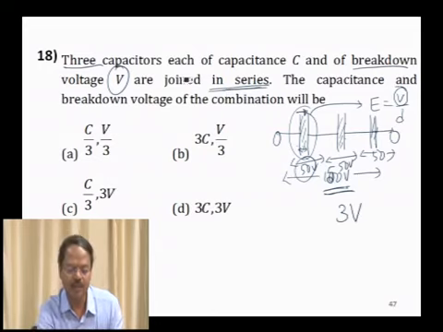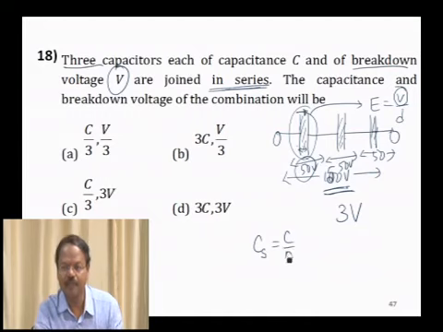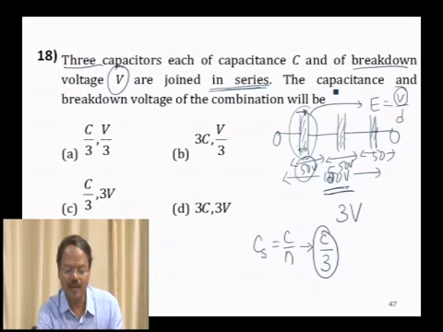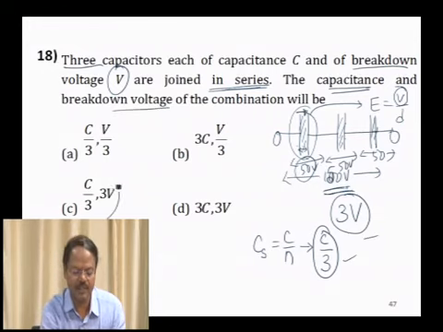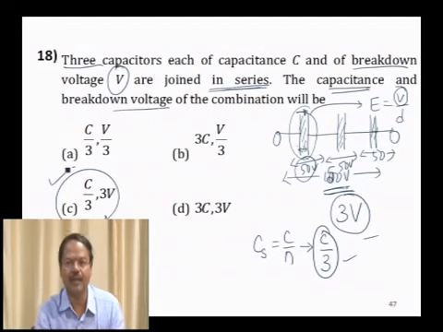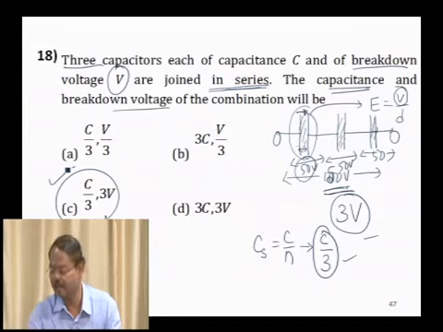Then, putting them in series will reduce the capacitance, as I have already told: capacitance in series is C by N, whenever you put N equal capacitors. So, you are putting 3 equal capacitors, so it becomes C by 3. This is the capacitance of the equivalent combination, and this is the breakdown voltage of the combination. So this and this together are present here. And therefore, option C is the correct one for question number 18.